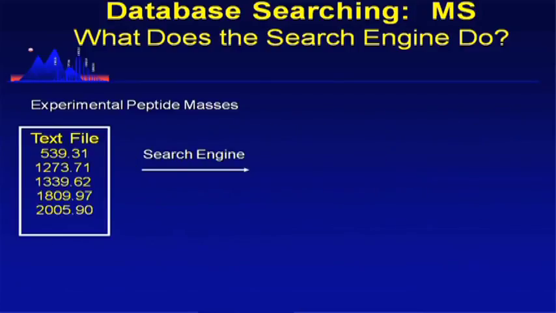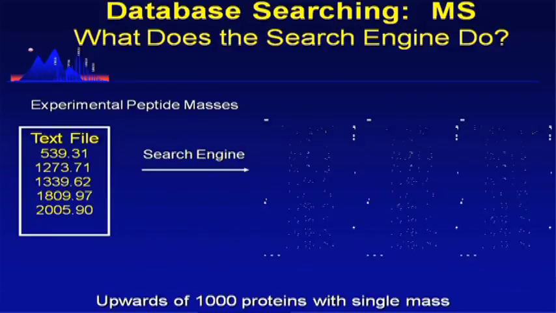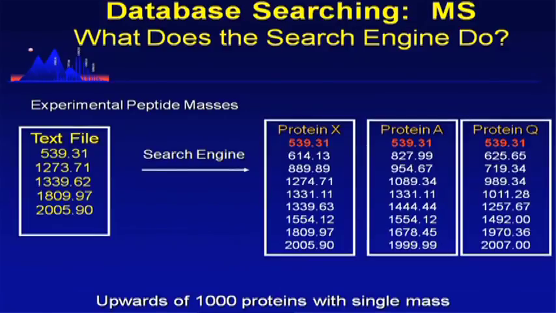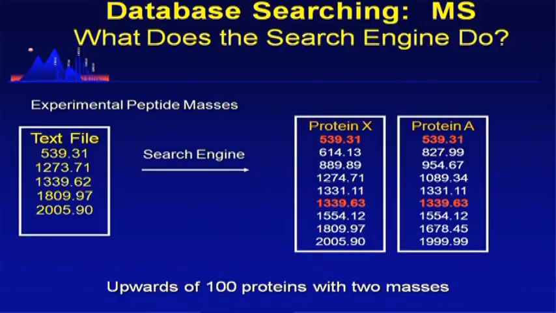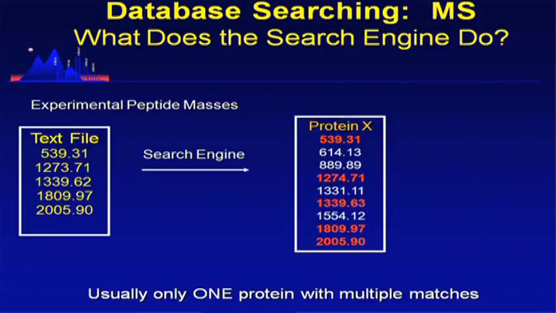This is done in sort of an iterative fashion. Let's say you've submitted your text file with experimental masses and you start trying to match, and at first you might find 1,000 proteins that have this mass. But then you start narrowing it down, and maybe there's only 100 proteins that have both of these masses. And then hopefully, and usually, there's only one protein that matches all of your experimental masses. So it matches the fingerprint.